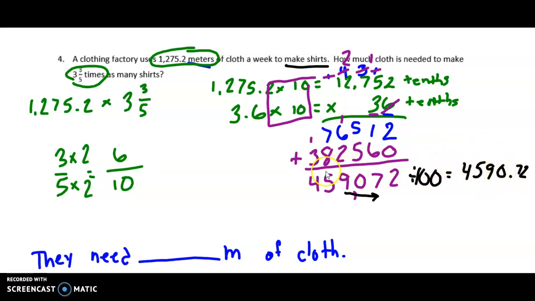Okay? Please be careful to remember that you got rid of those decimal points up at the beginning, so you have to divide. So I'm going to put that in, 4,590.72, or 4,590 and 72 hundredths of a meter.